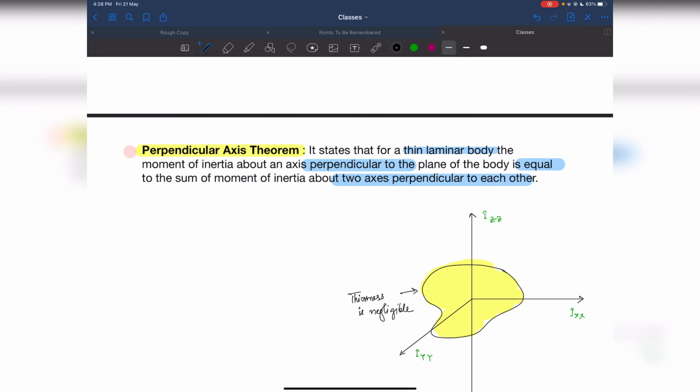So the last topic of the video, the perpendicular axis theorem. So it states that for a thin laminar body, the moment of inertia about an axis perpendicular to the plane of the body is equal to the sum of the moment of inertia about the other two axes. Now we will understand what is a thin laminar body.